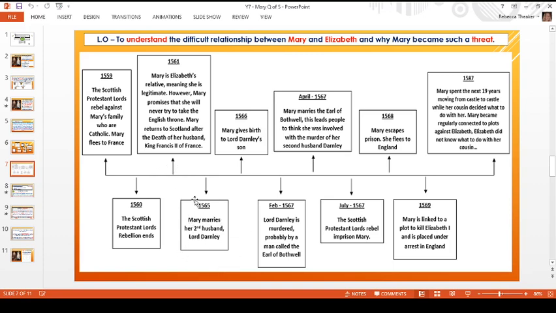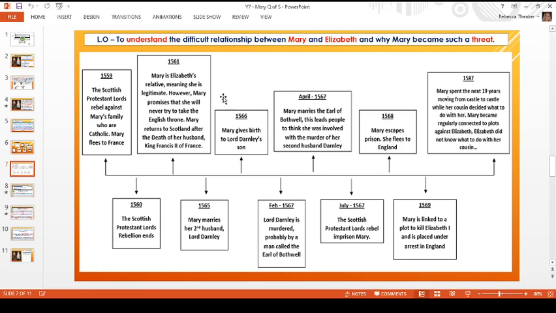Number 4 should be this one here. In 1565, Mary marries her second husband, a guy called Lord Darnley. And a year later, in 1566, so this should be your next one, Mary gives birth to Lord Darnley's son. Well, why is this problematic? It's problematic for a number of reasons.